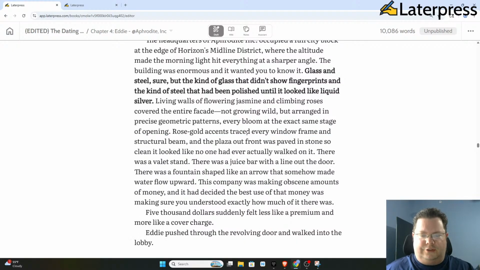Rose gold accents traced every window frame and structural beam, and the plaza out front was paved in stone so clean it looked like no one had ever actually walked on it.